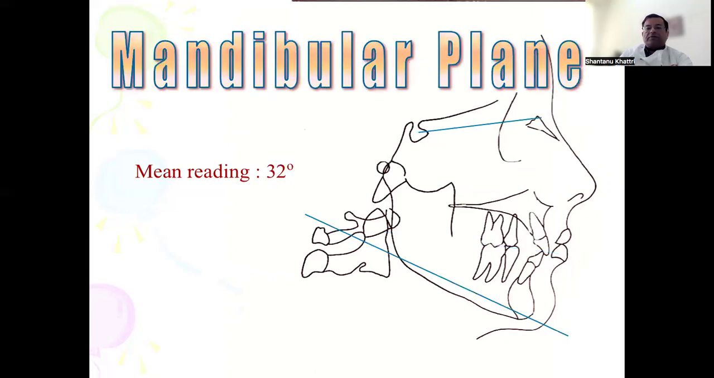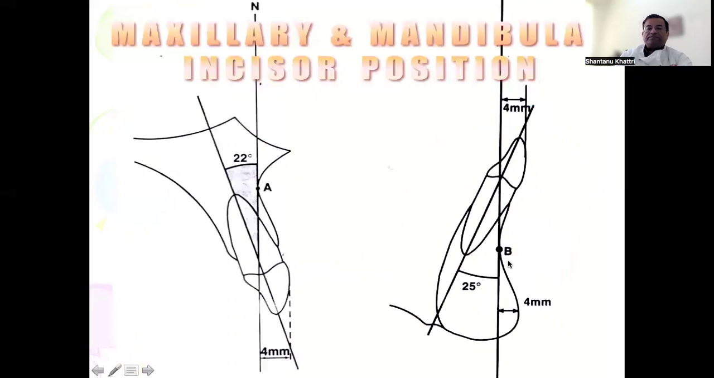Mandibular plane: how is the growth of the mandible? The line is drawn from gonion to gnathion and the angular measurement is taken from the SN plane. The mean reading is 32 degrees. If it increases, that means the mandible is rotated downward and backward, so the patient is a vertical grower. If it is decreased, the patient is a horizontal grower and the mandible is rotated in an upward and forward direction.